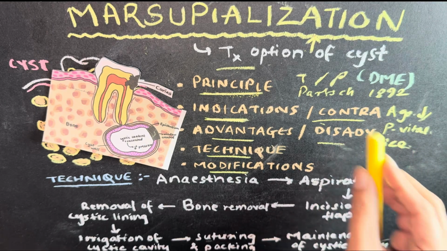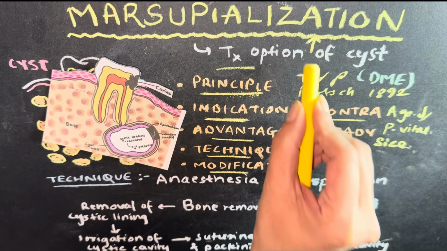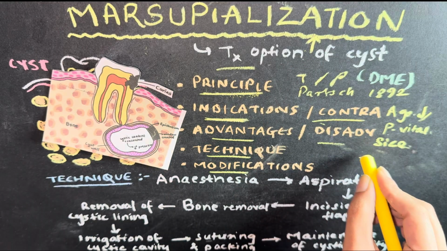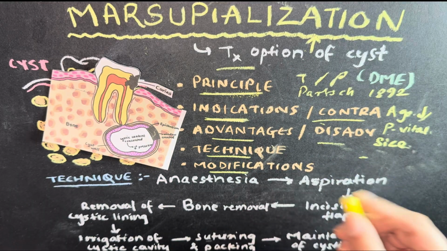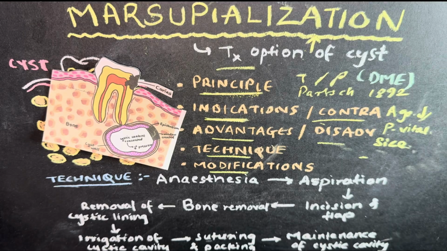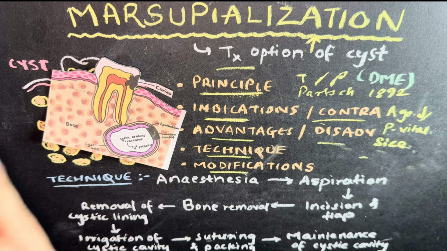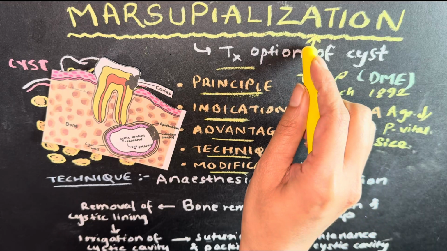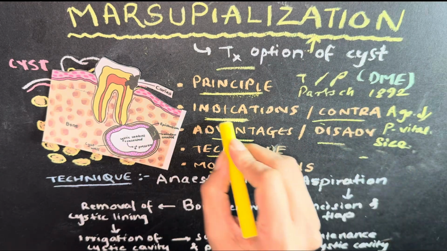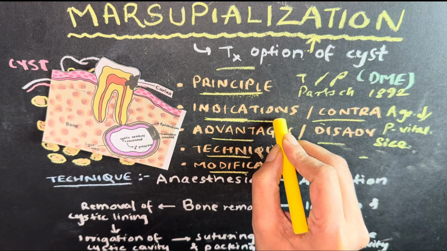So because of that you need to go for marsupialization. The other indication: if the teeth are in the erupting stage, then this procedure will permit the eruption of the unerupted teeth. The next indication is vitality of the teeth. When the apices of the adjacent teeth are involved in the large cyst and enucleation can affect them, then in such a case you need to go for marsupialization. So these are the various indications for marsupialization.